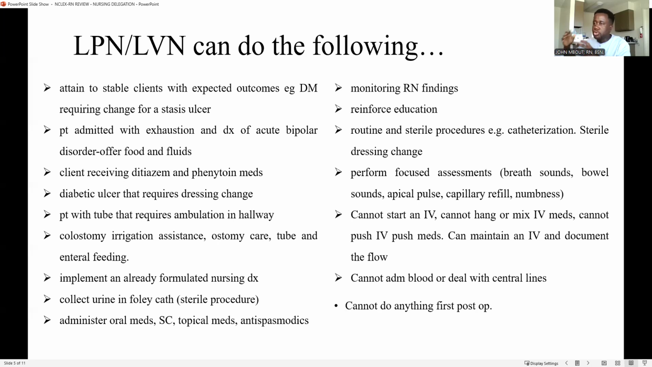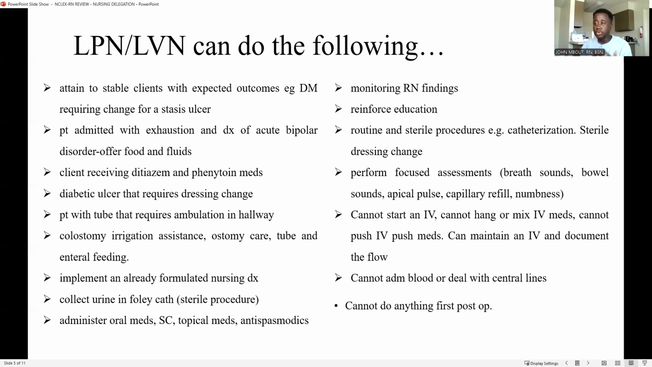They can care for a patient with a tube that requires ambulation. They can do that. Colostomy care, ostomy care, irrigation, feeding, but they cannot provide the first post-op feeding. Be careful. They can implement an already formulated nursing diagnosis, and collect urine from a Foley catheter. Take care: we're going to see where the nursing assistant or the UAP cannot do that. This is a sterile procedure. The LPN can do that.